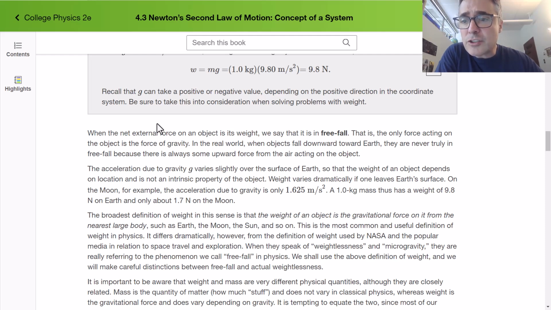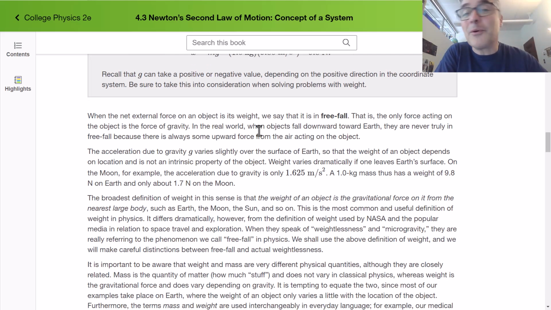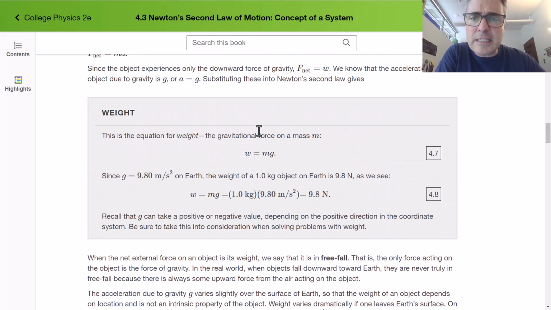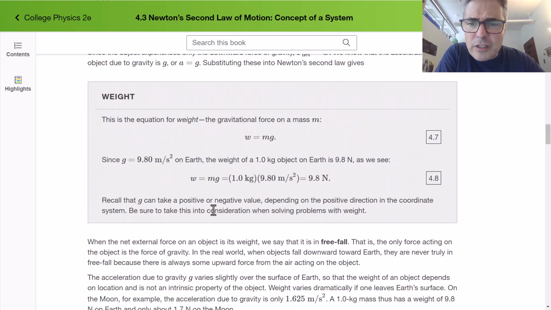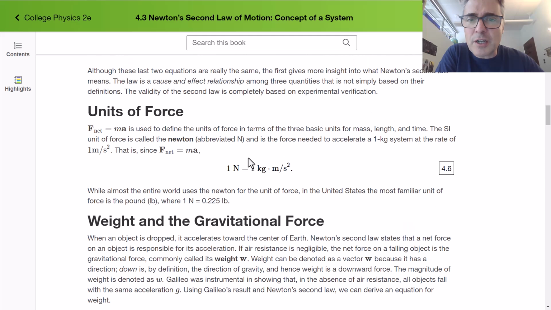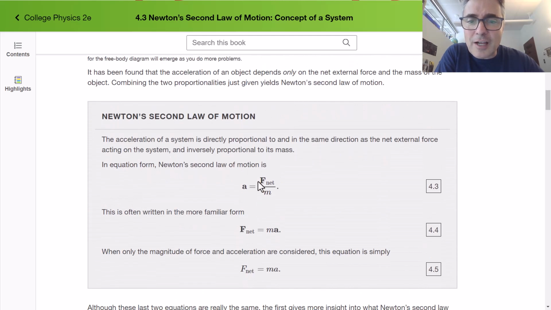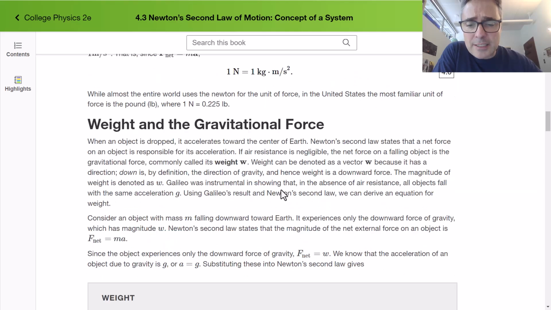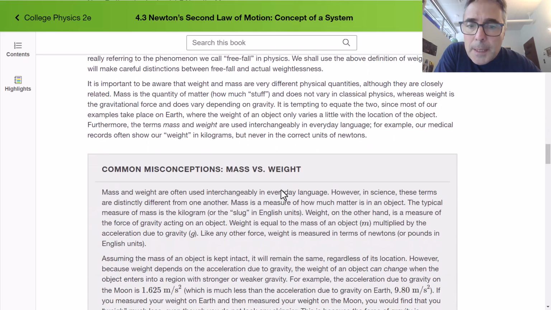When the net external force on an object is its weight, so there are no other forces acting on you other than just gravity, that's called free fall. Okay? And that's what we were studying before. The acceleration turns out to be g. Your net force there would be the weight, m times g. You divide it by m, the m's cancel, you get the acceleration equals g. That's why free fall has this constant acceleration.